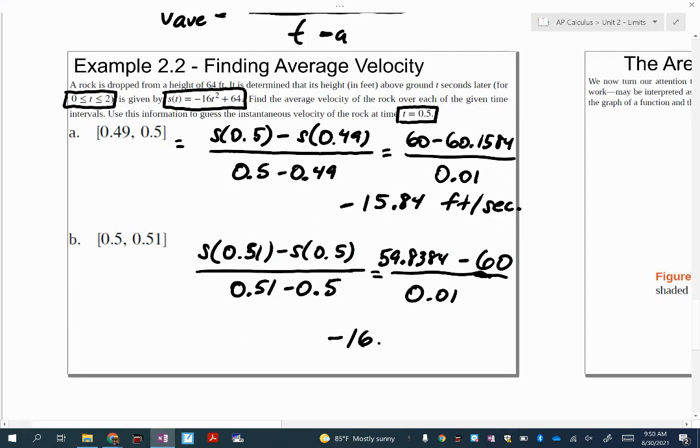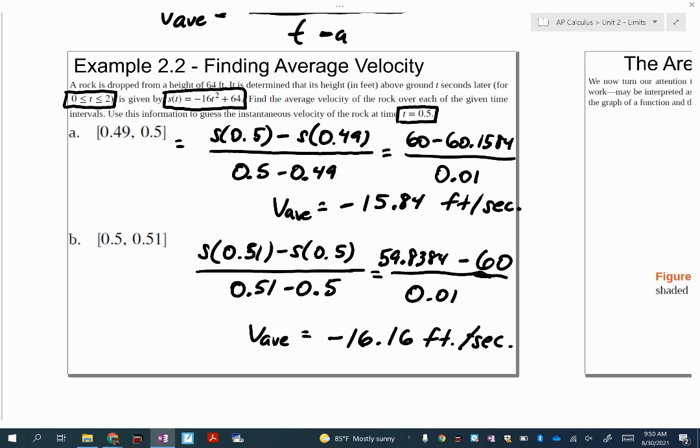So negative 16, I already forgot. 16, the same number, feet per second. Okay? So these are the average velocities. So velocity average. And it says to estimate or guess the instantaneous velocity of the rocket, time being half a second after you dropped it.